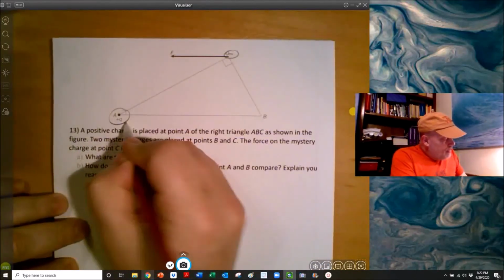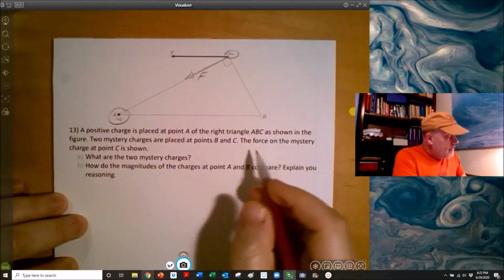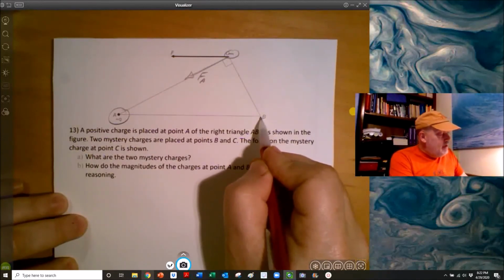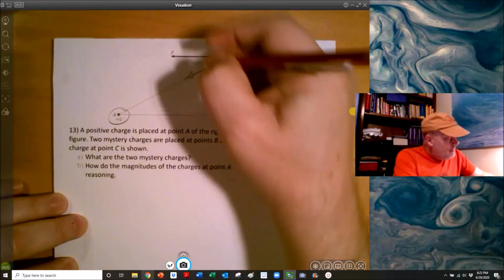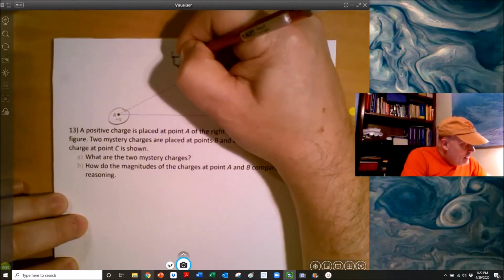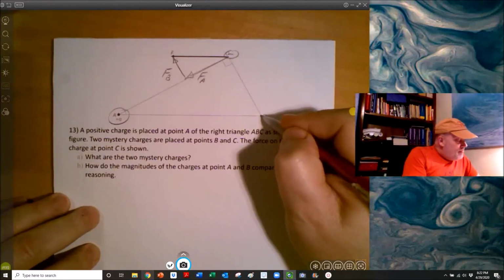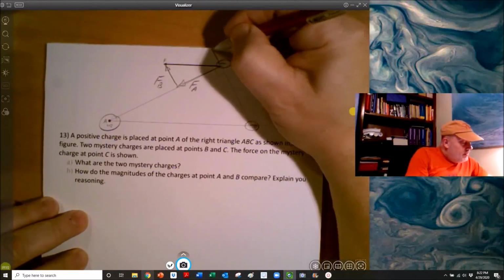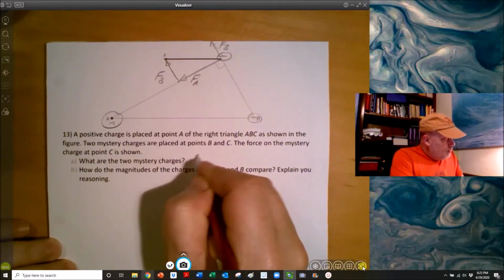All right, so this positive and this negative, they'll attract with a force this way, force from A. And then B, I need another force added to this one to give us the final. So that means it has to be up and to the left, force B. So that means this one must be negative to give us a force up and to the left, and I ran out of room up here. Those are our two charges. Both of them are negative.